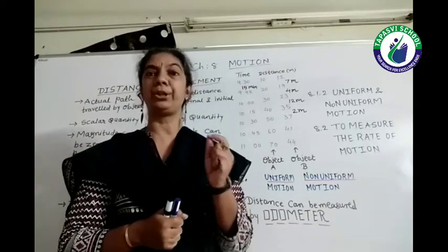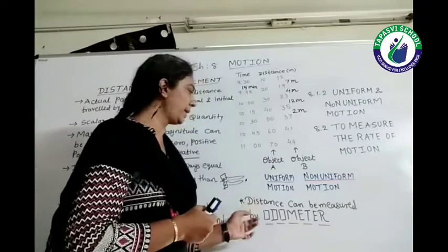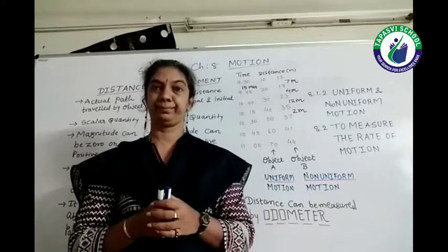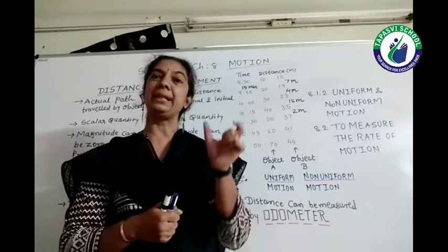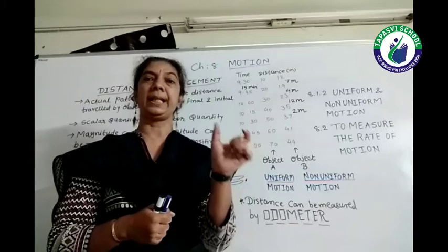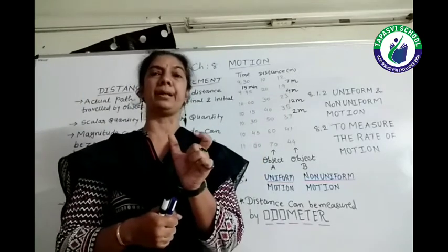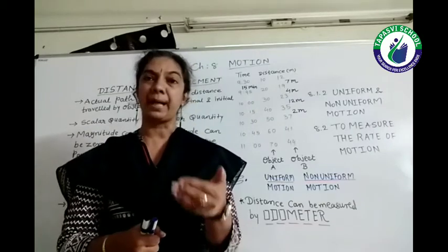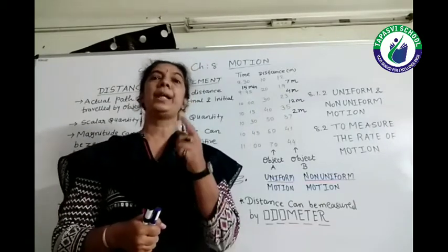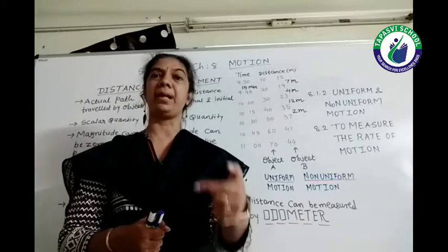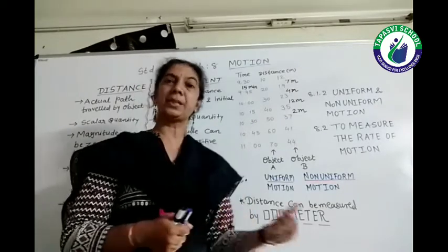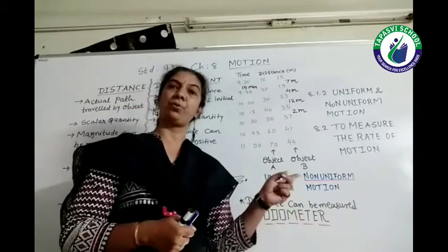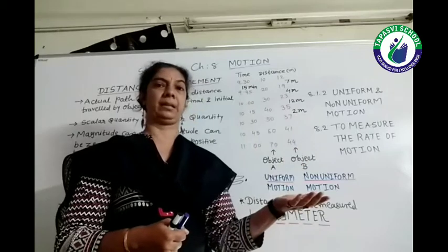And the last point to remember today, that distance can be measured by the instrument odometer, which you can see in vehicles. It is fitted with the speedometer and the numbers are changing continuously. While you are riding, you can check it. It shows the distance traveled by the object. This could be asked to you in objective questions, as well as in numericals.